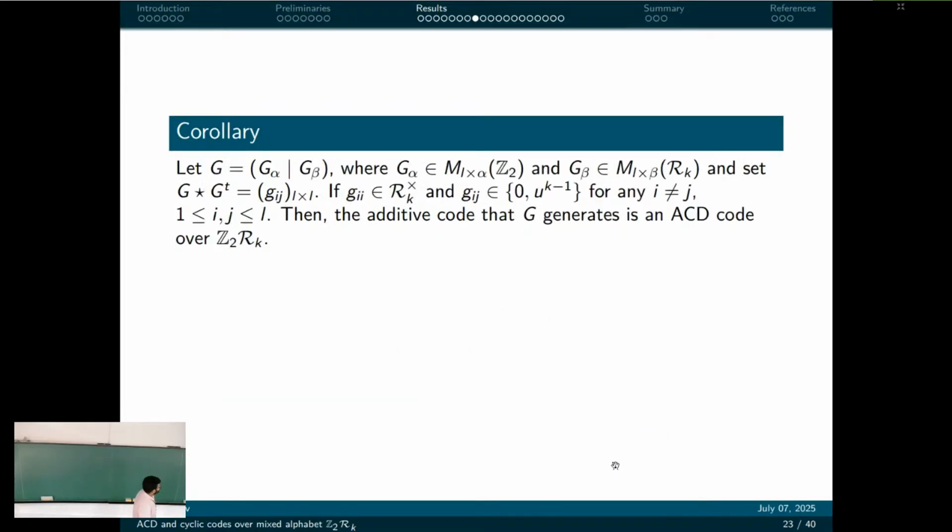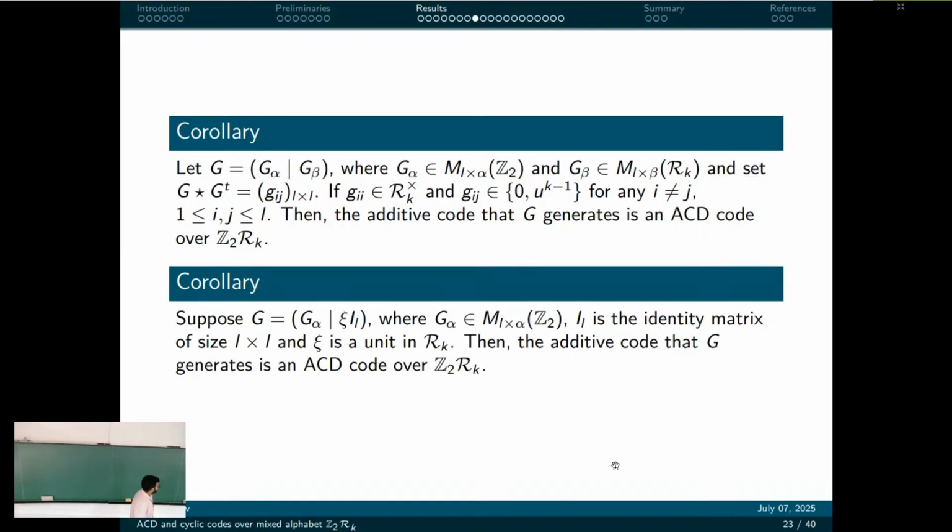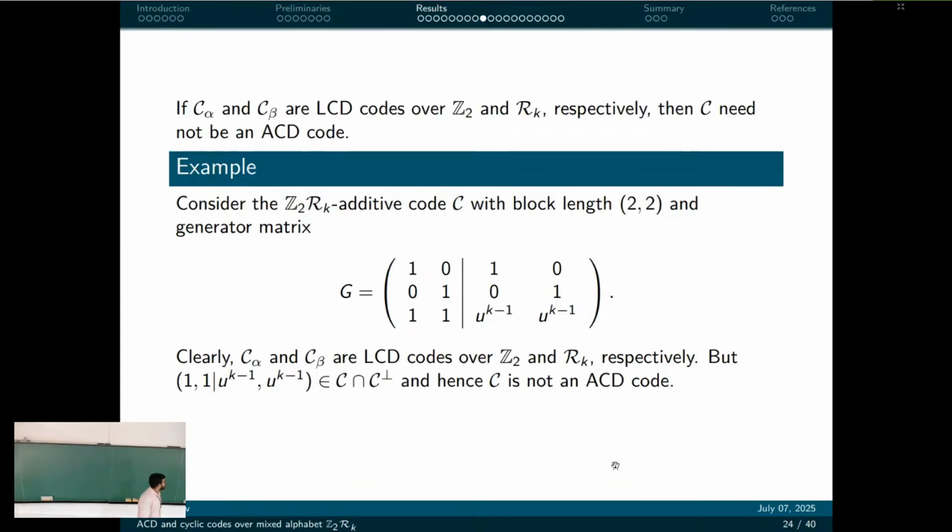Next we have some corollaries. If G is a generator matrix such that all the diagonal entries of G star G transpose are units and all other entries are either 0 or u^(k-1), then the code generated is an LCD code. And if we take the generator matrix like this, G alpha and Xi I_L, where Xi is some unit and I is the identity matrix, then the code generated is also an LCD code.